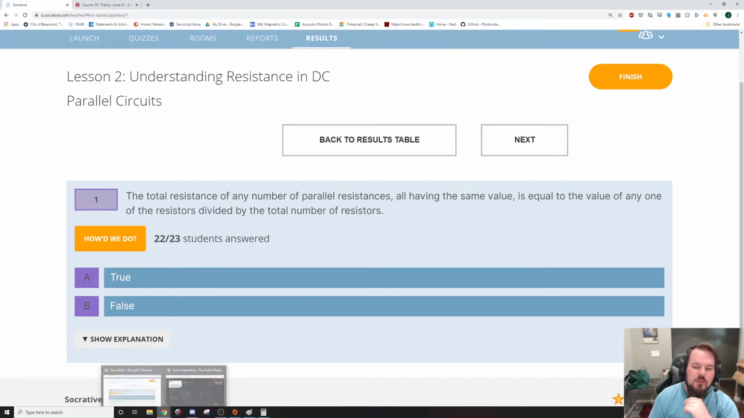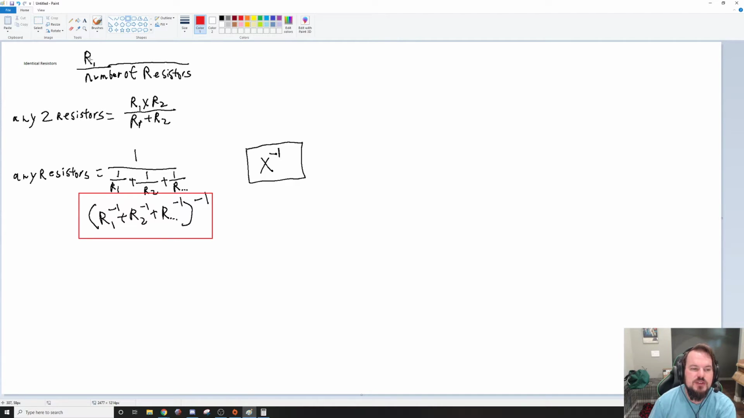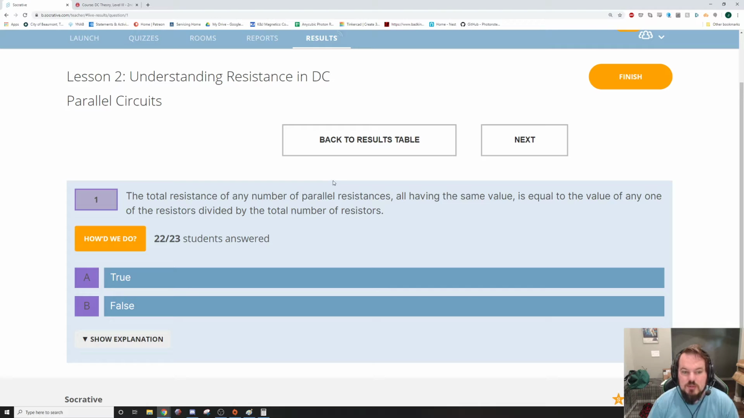The total resistance of any number of parallel resistances, all having the same value, is equal to the value of any one of the resistors divided by the total number of resistors. That's what we're doing here. This means if you have two 50 ohm resistors, you just do 50 divided by 2, and that's 25 ohms. That's all you have to do. That's if they're identical. Now, having identical resistors is like having the stars align for you, so that's not going to be a reliable method.